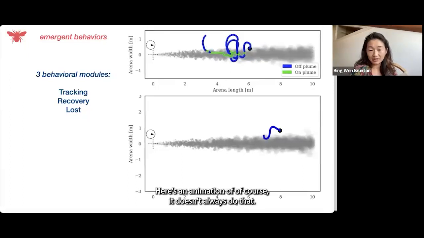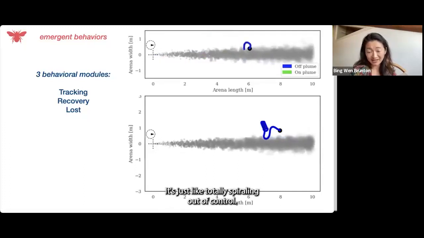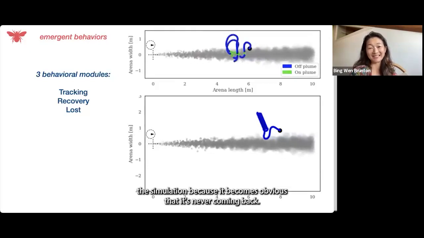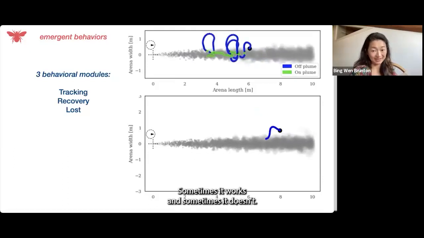Here's another animation. Of course, it doesn't always do that. So here, the virtual fly, I don't know what it's doing. It's just totally spiraling out of control. It never comes back. And at some point, we just end the simulation because it becomes obvious that it's never coming back. Okay. So this is not a deterministic process. Sometimes it works and sometimes it doesn't.